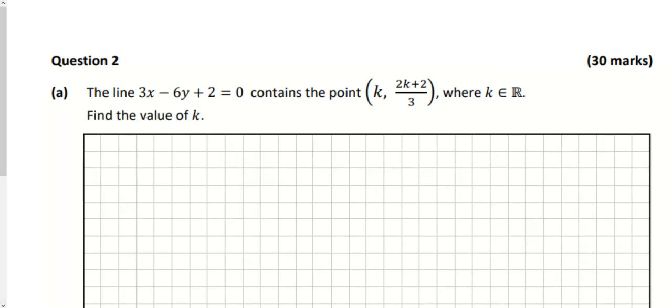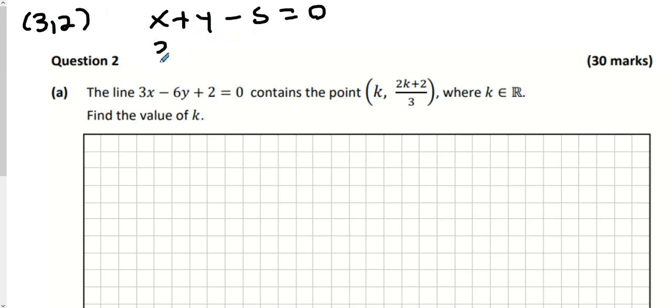What we have here is an equation of a line. So if I gave you a very basic equation of a line like x plus y minus 5 equals 0, and I wanted to prove the point (3, 2) was on this line, this point has to cause this equation to balance. So if I replace x with 3 and y with 2, you'll see that both sides of the equation balance. So if it contains the point, it will balance.